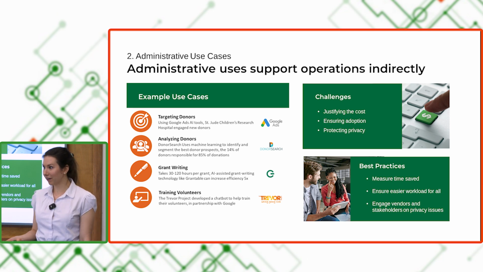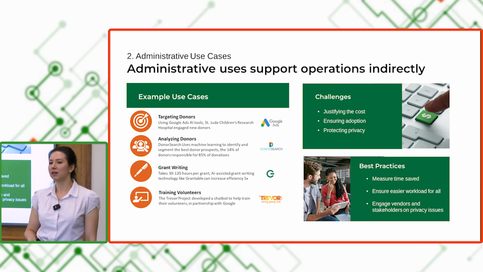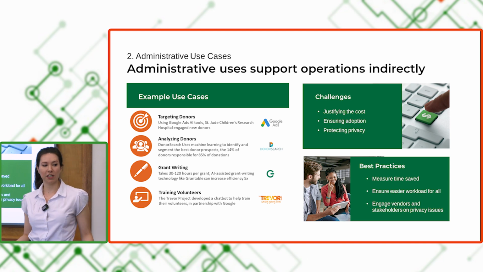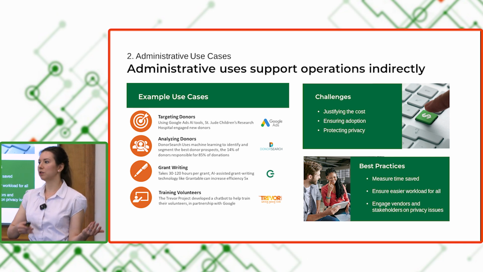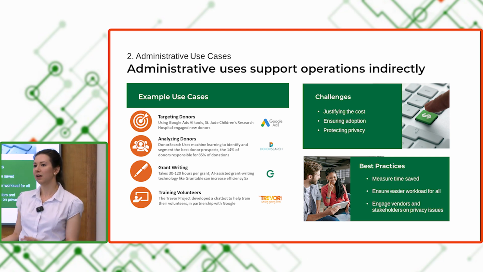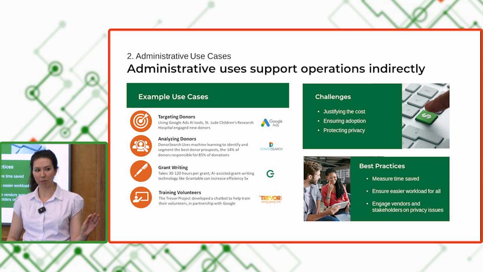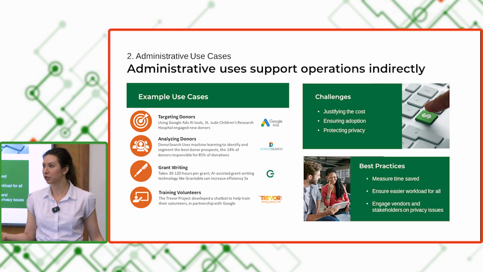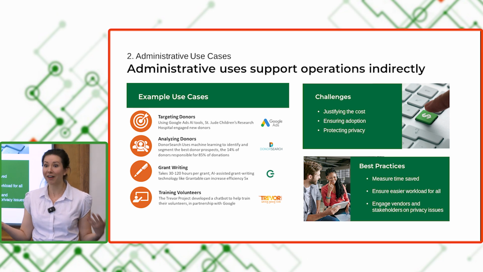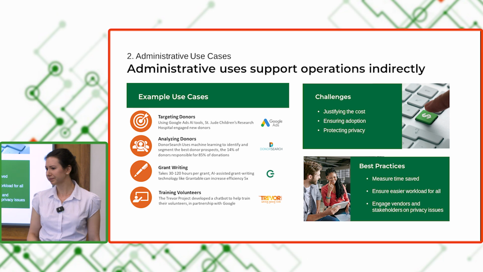And then finally, training volunteers is a really interesting one. The Trevor Project, which helps LGBTQ youth, developed a chatbot that simulates a youth in crisis that volunteers can use to practice how they're going to respond. And notice that they did not try to replace the volunteers with a chatbot. It is still people that are helping out the youth that are in need, but the chatbot can help volunteers practice, train, and get comfortable with those emotional situations so that they can help youth better.